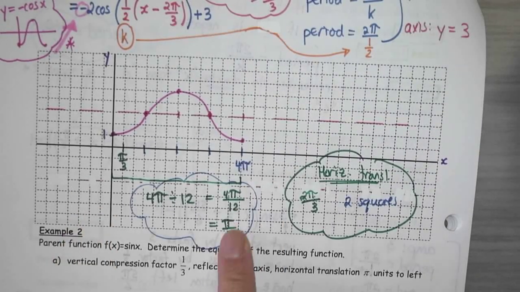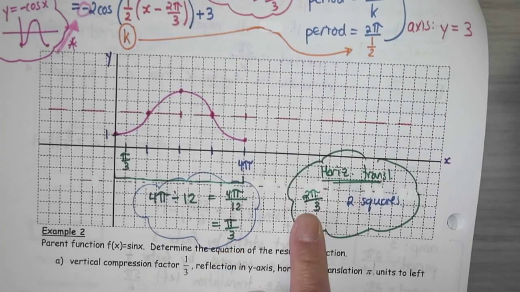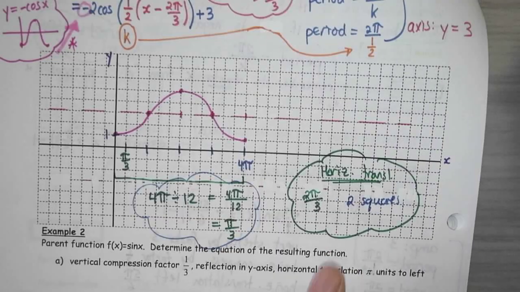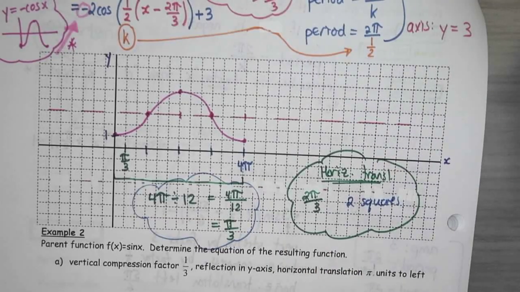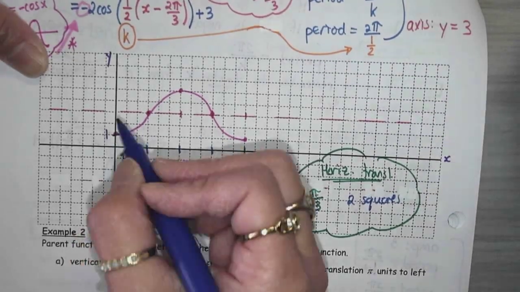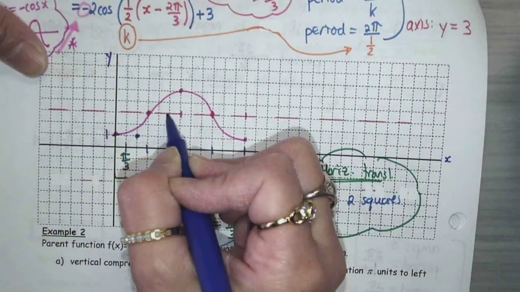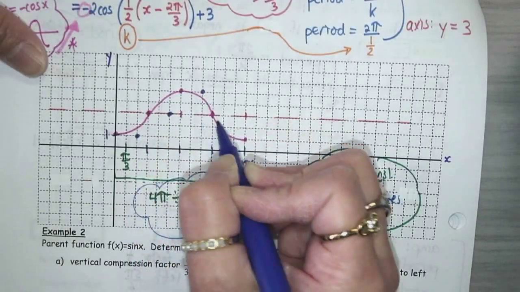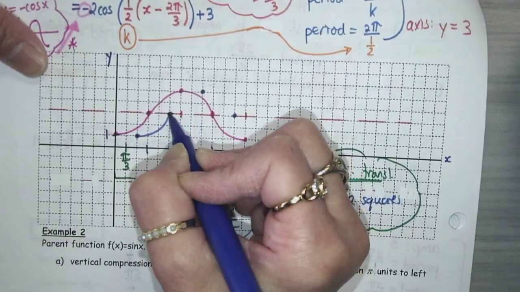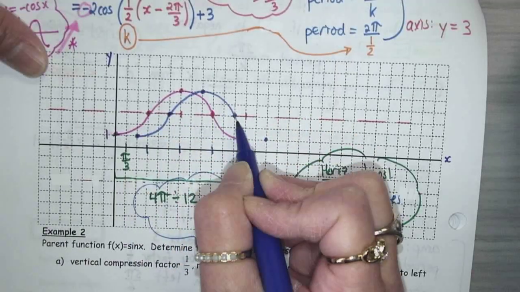It's 4 pi divided by 12, so every square is pi over 3. If I want 2 pi over 3, that would be 2 squares. So take each point and move 2 squares right, and you're going to have the exact same shape like that.